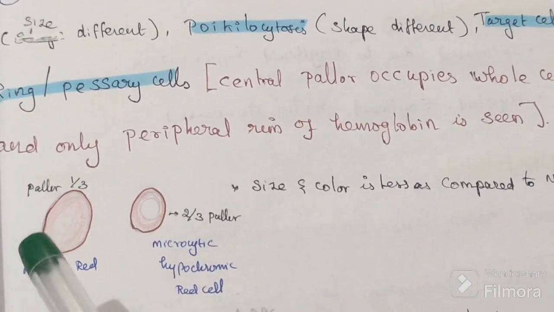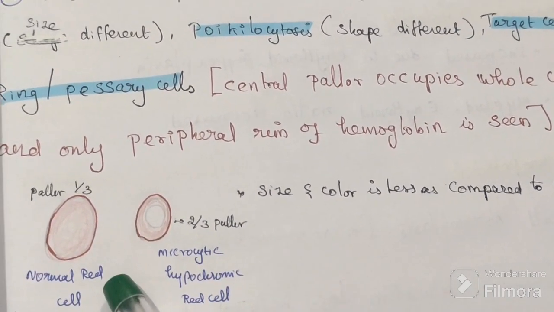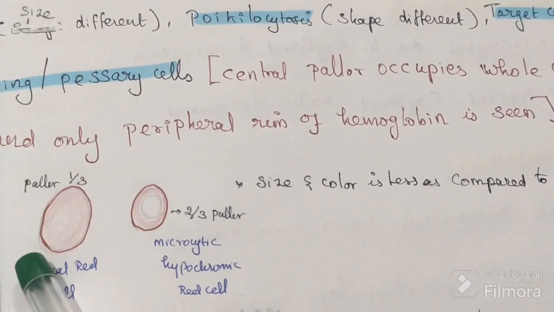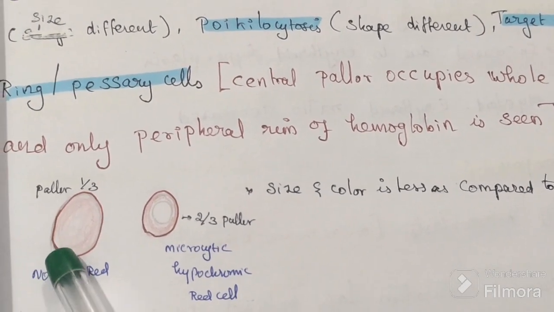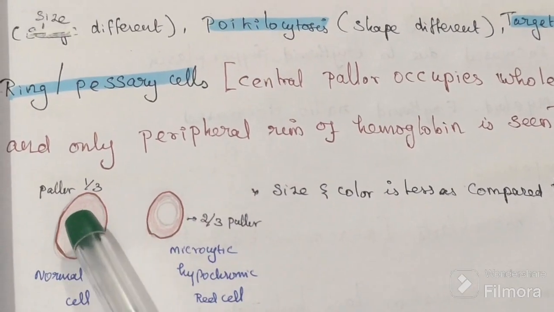So this one is the normal cell. This one is a microcytic hypochromic red cell. In the normal cell, hemoglobin is present in the peripheral two-thirds, and only the central one-third is empty.